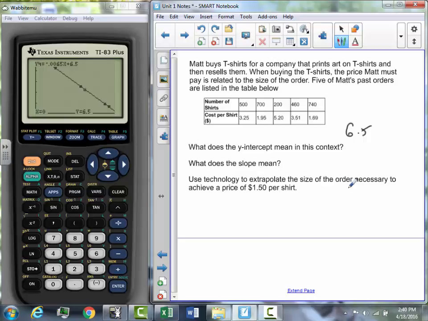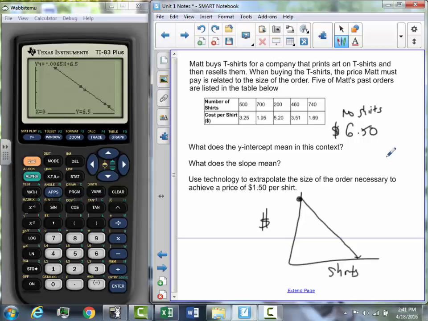As you start buying more and more t-shirts, the graph goes down because the cost, this right here is how much it cost, and this is how many shirts you buy. So as you buy more shirts, your costs come down. Does that make sense? So according to the y-intercept, this would be if you buy no shirts. I guess it would cost you $6.50.